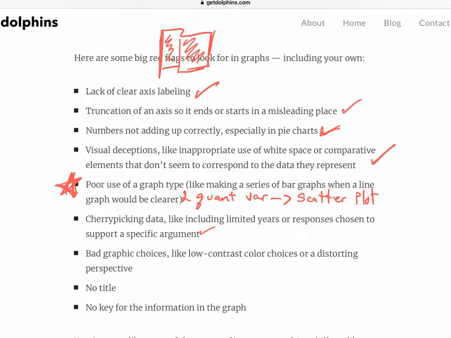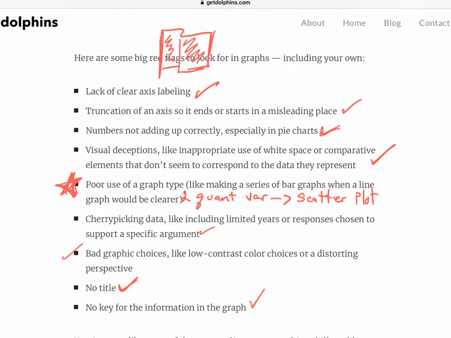Again, cherry picking data. We're going to critically analyze our data and may occasionally throw out outliers, but we still want to include the important stuff. So we're not going to leave anything out. And then these other ones, bad graphics, that's not something I think we have to worry about, but always make sure we have a title so it's clear what your graph is showing, and if necessary, make sure you add a key.